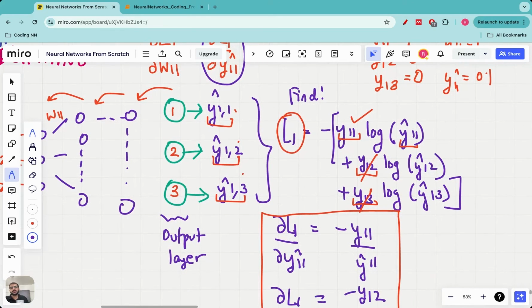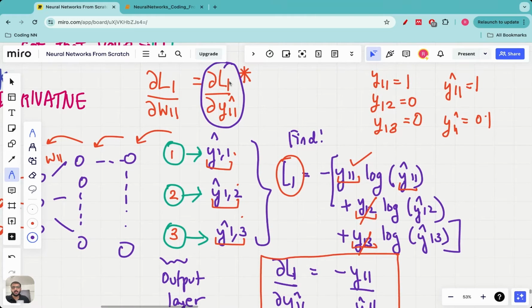So first I'm just going to show you a simple manual calculation. Then I'm going to show you how to do this with matrices, because we'll be using a batch of data, and then we'll be jumping into code. So that's how this lecture will be divided into three parts. Let's get started with the first part, where I'll show you how to manually find the partial derivative of the loss one with respect to y11 hat.